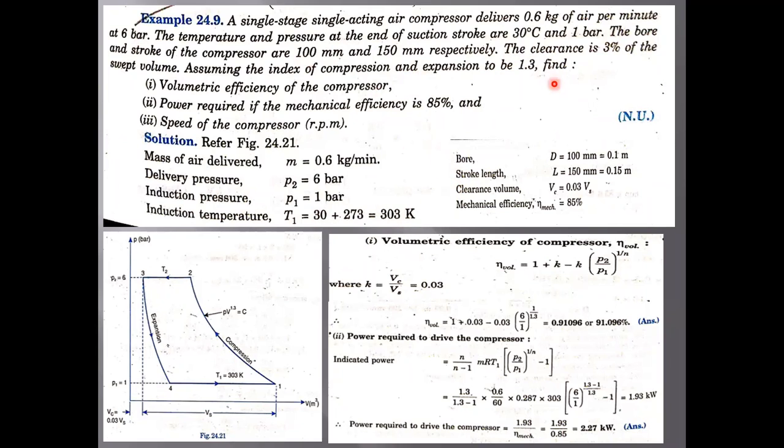And other than that, he has given the bore as well as stroke length, right? Bore D is the bore diameter, which is 100 mm. We need to convert that into meters here, which is 0.1 meters. Stroke length 150 mm, 0.15 meters. Clearance volume is given as 3% of swept volume. So it would be VC is equal to 0.03 VS. That means clearance ratio is going to be 0.03, right? And mechanical efficiency is given as 85%, right?